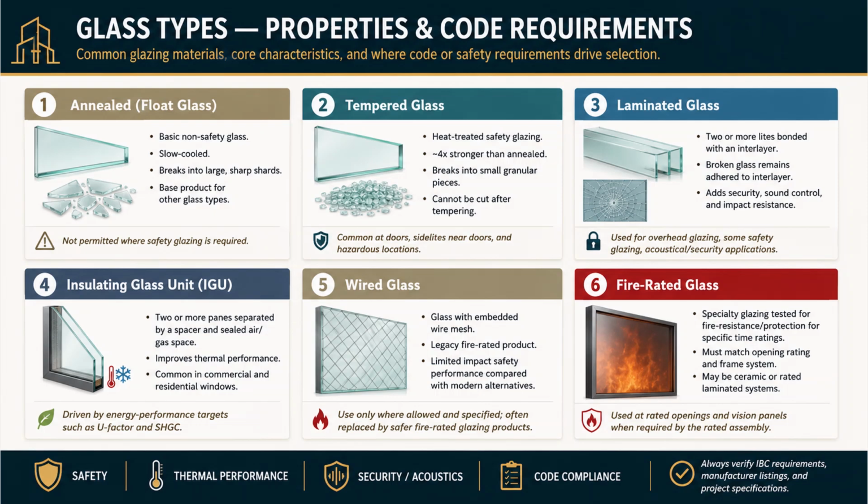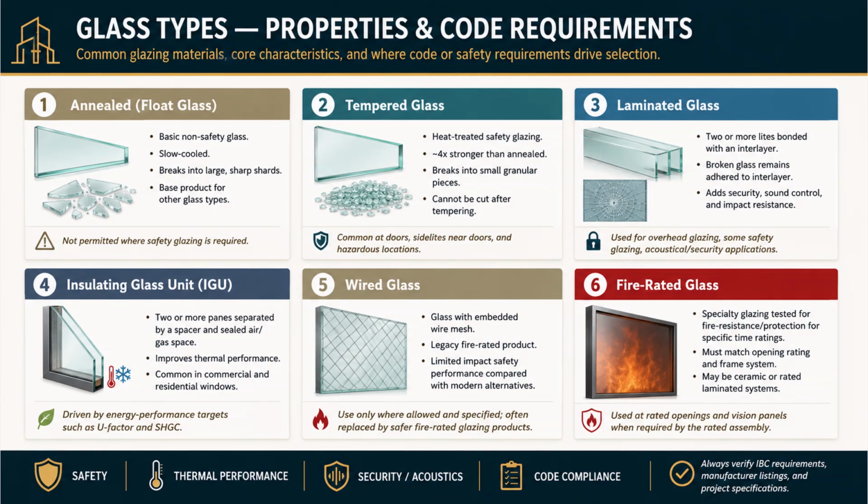Fire-rated glass is specialty glazing tested for fire resistance or fire protection for specific time ratings. It must match the opening rating and the frame system. The glass and frame are tested together as an assembly. It may be ceramic or rated laminated systems, used at rated openings and vision panels when the rated assembly requires it. The 4 selection lenses at the bottom: safety, thermal performance, security and acoustics, and code compliance. And the closing instruction: always verify IBC requirements, manufacturer listings, and project specifications. With glass, code drives a huge amount of the selection.